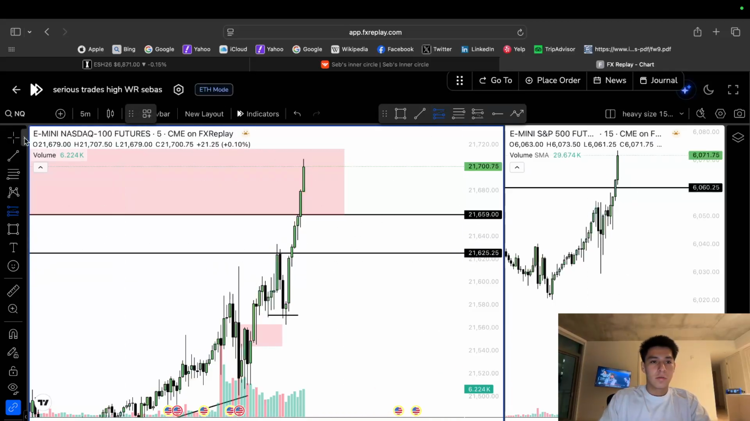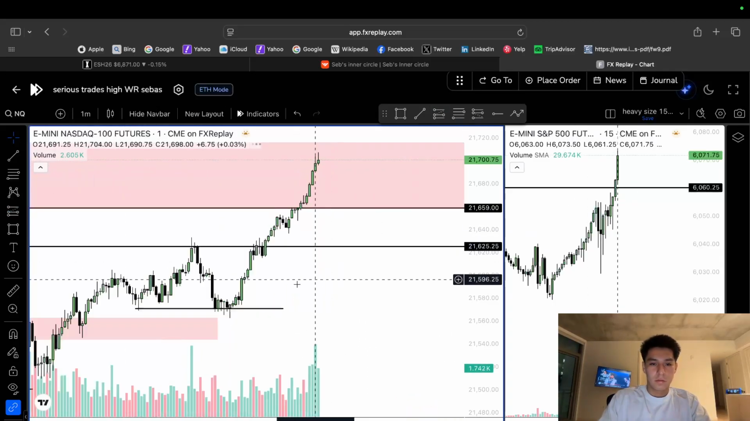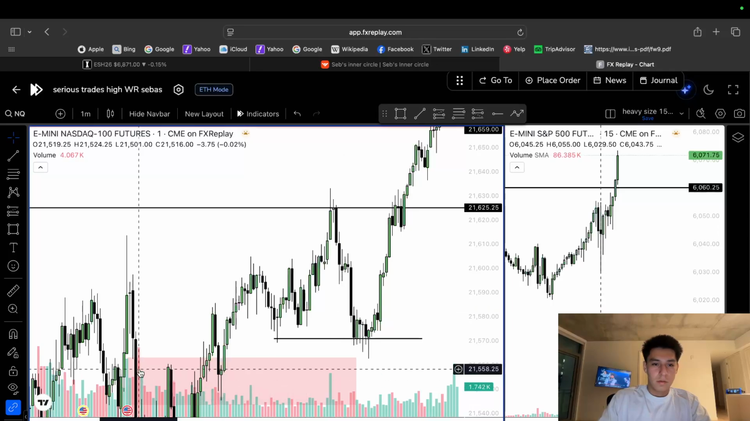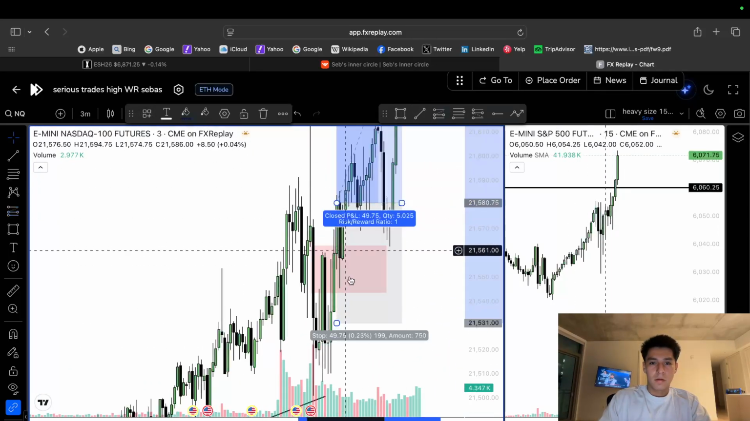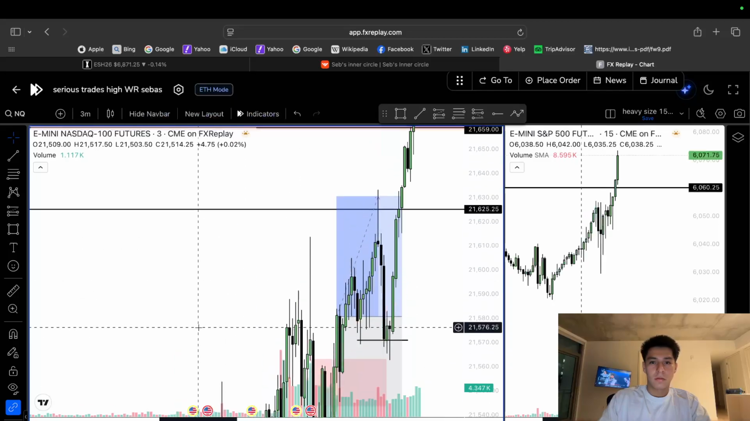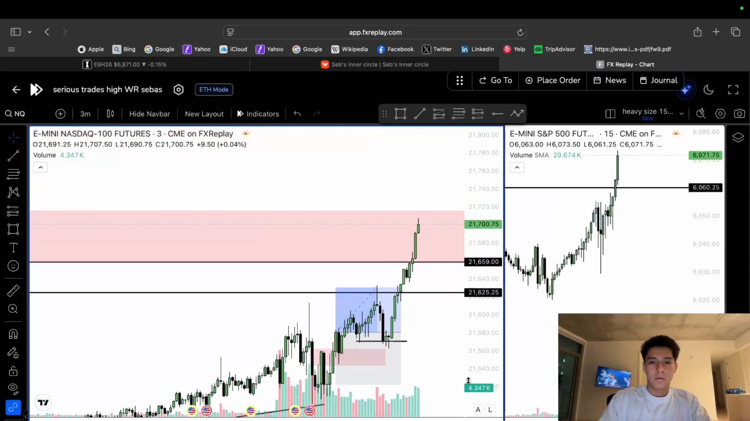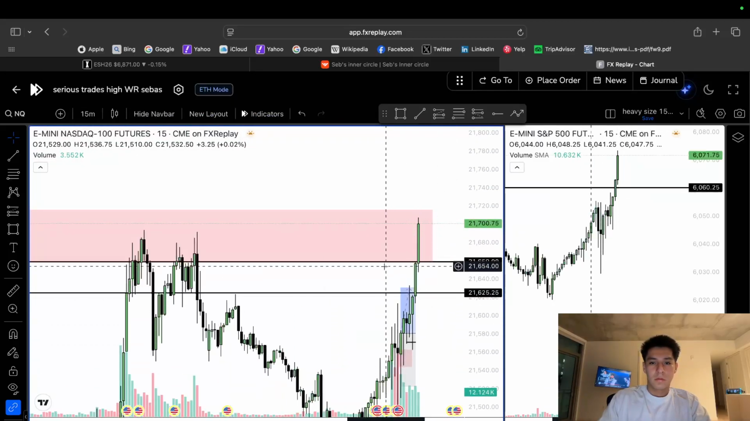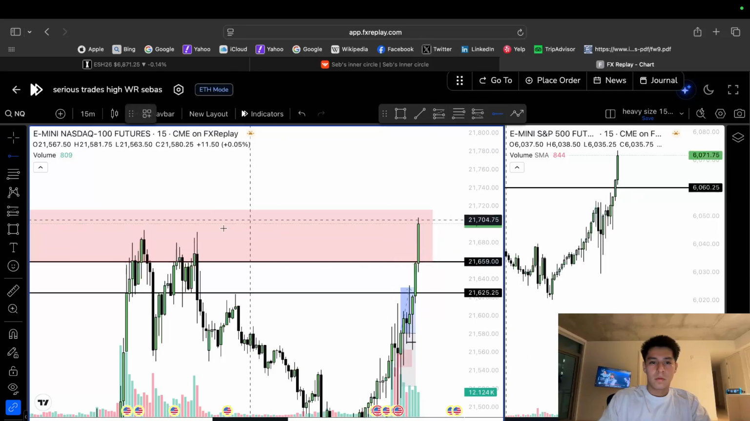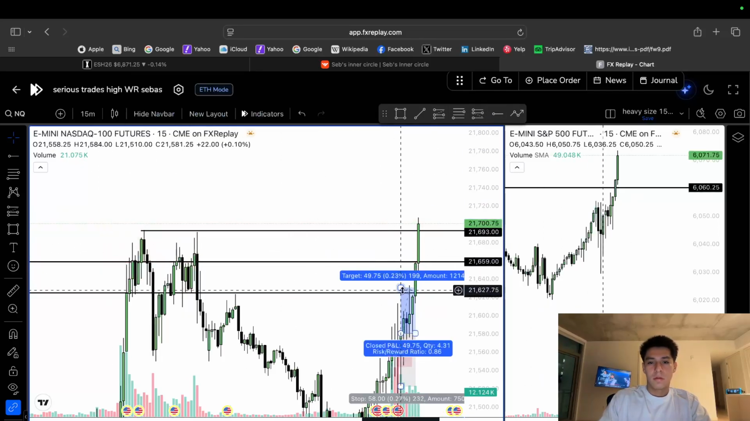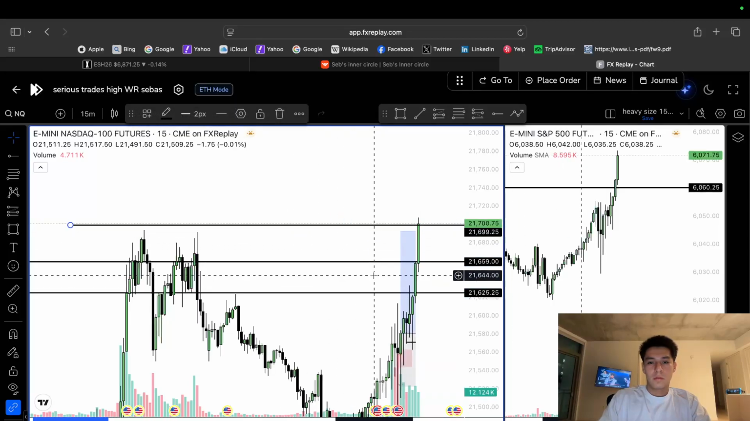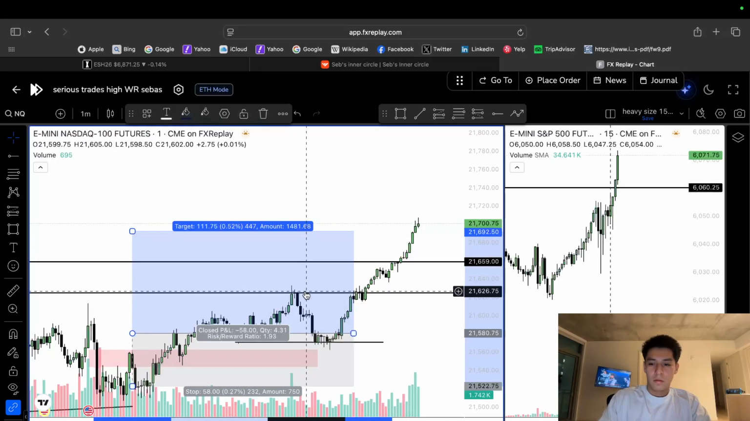First entry, it was a little 1 minute entry. This one was off the 5 minute, right? It was a 3 minute entry. We entered off this 3 minute gap, got in with a pretty big stop loss, and then take profit was up here. I don't know why I had this marked out. Take profit was around here, so a little 2R.